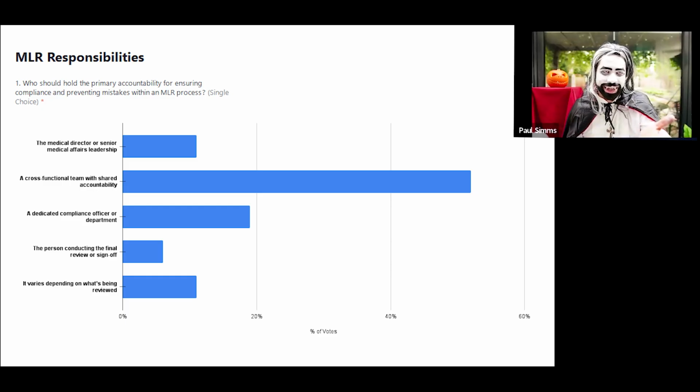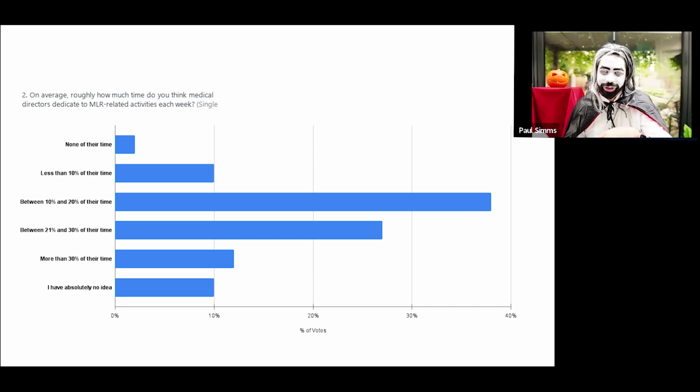You had to obviously reply to this before you saw Jimmy's stats there on just how much time it is taking medical directors, and you've got the second question at least there showing you what people are thinking, but it might be even worse than that according to Jimmy's survey. And then obviously the first question, who should hold the primary accountability, is up and running.